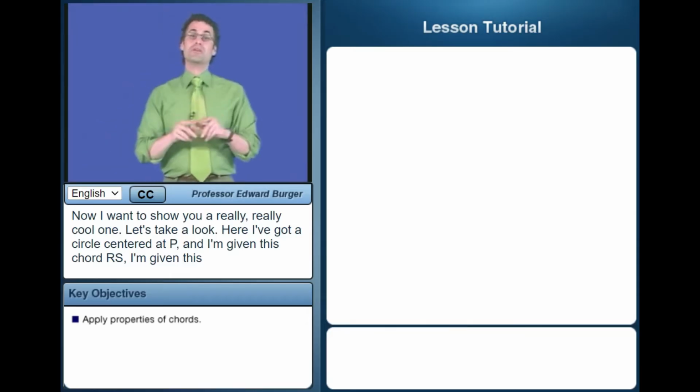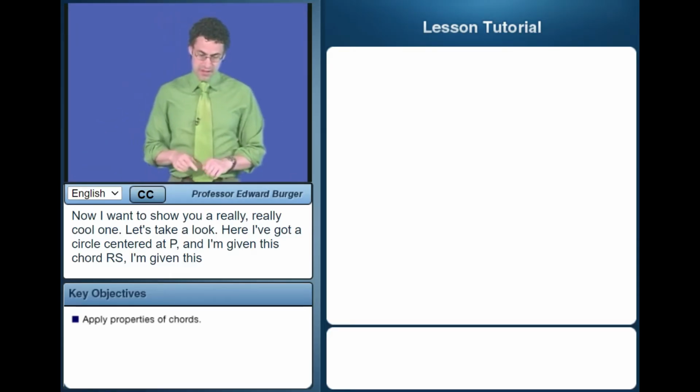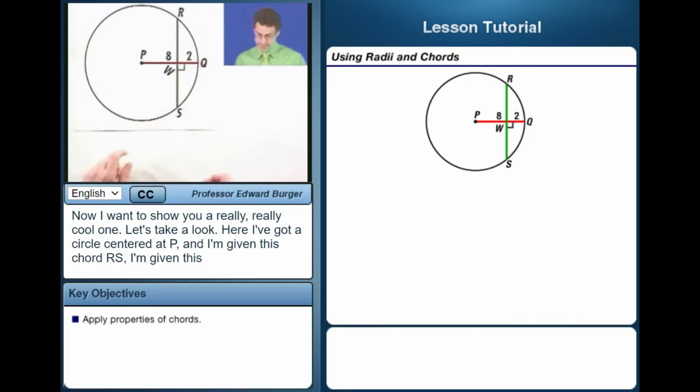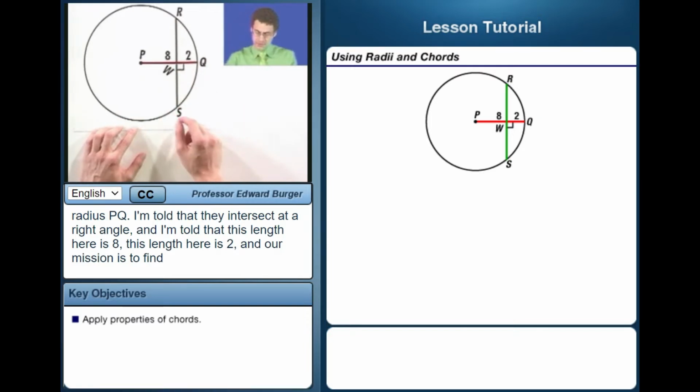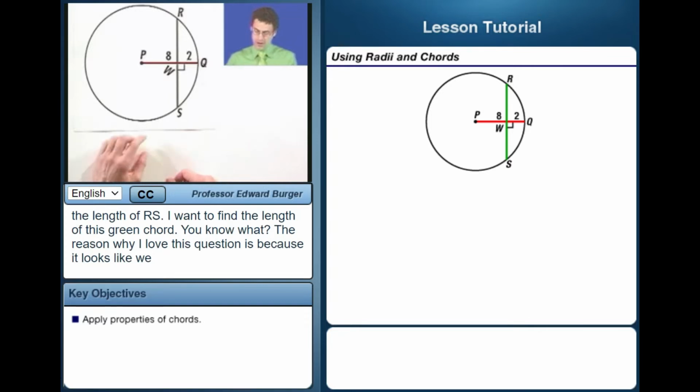Okay, hey, now I want to show you a really, really cool one. Let's take a look. So here I've got a circle centered at P, and I'm given this chord, RS. I'm given this radius, PQ. I'm actually told that they intersect at a right angle. And I'm told that this length here is 8, this length here is 2. And our mission is to find the length of RS.